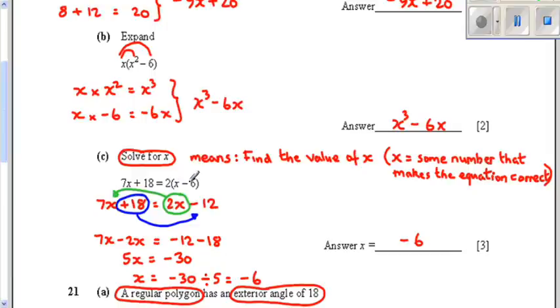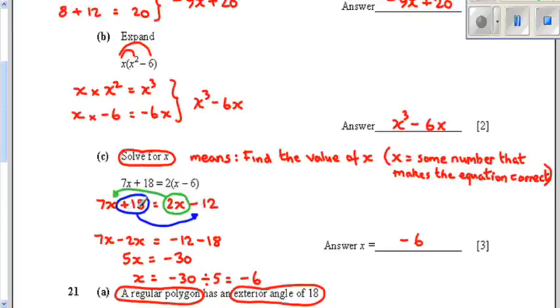Then part C, it says solve for x, and we've got 7x plus 18 equals 2 outside the bracket and x minus 6 inside the bracket. So first of all, solving means we're going to find the value of x. So x is some number that makes this equation correct. So let's see how we can solve it. First of all, we've got to multiply out this bracket. That's the first thing to do. So it's 2 multiplied by x is 2x, and then 2 multiplied by minus 6 is minus 12.